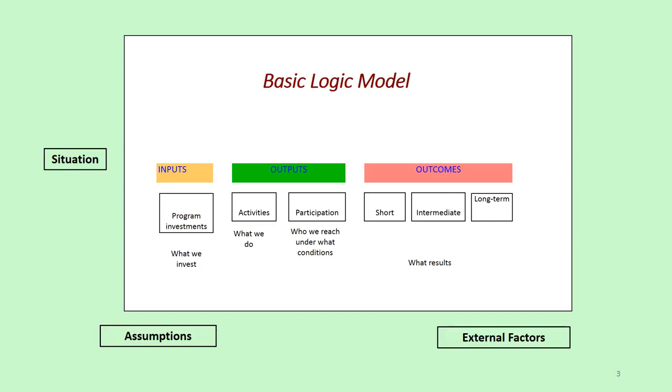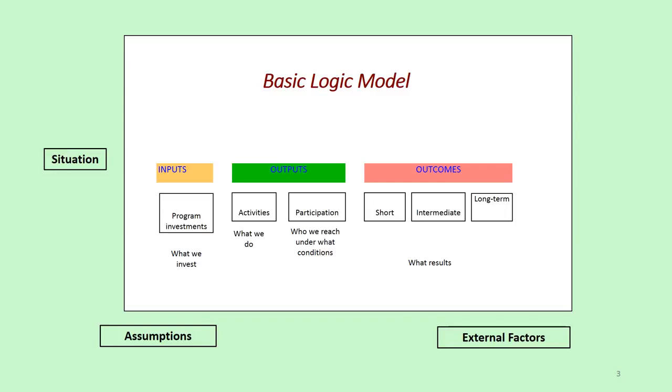This is a basic logic model. It includes 6 parts. The situation, which is a description of the problem that the program is designed to solve. Inputs, which are concrete resources that are invested in the program, such as funding, staff, or office space. Outputs, which include things like activities or services that are delivered by the program and the participation in these services by clients. Outcomes, which include short-term, intermediate, and long-term outcomes.